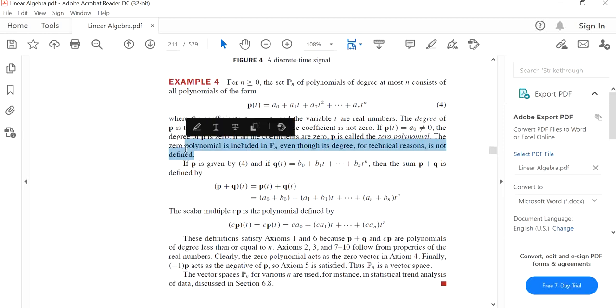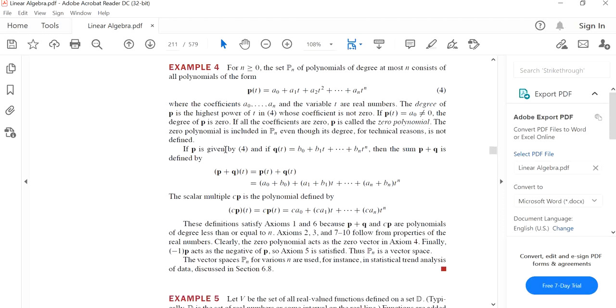This is a very important point, and you might get a question like what is the degree of a 0 polynomial, and some people might just write 0 or 1 for that matter, but the degree of a 0 polynomial is really not defined. Now if p is given by this equation, and we take another polynomial q(t) which has constants b0, b1 and so on, then the sum p(t) plus q(t) can also be written something like this.